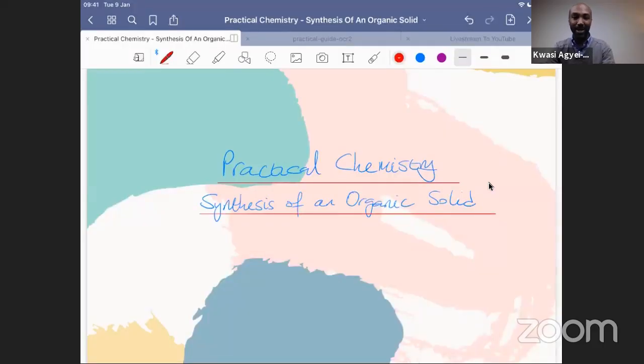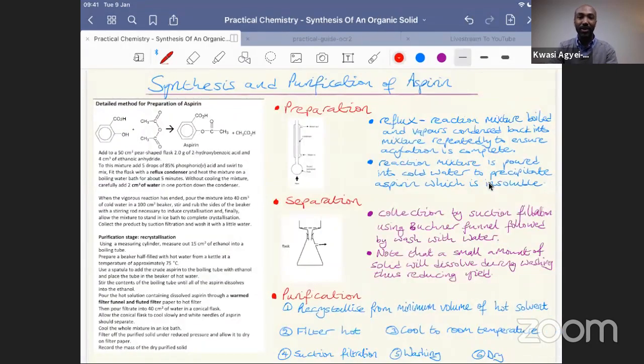Brilliant. So yeah, we're back and ready to go. Practical chemistry, synthesis of an organic solid. And at A level, typically there is one particular synthesis that most students will encounter, whatever board you're doing. And this is, of course, the synthesis of aspirin. So let's start with the synthesis of aspirin.